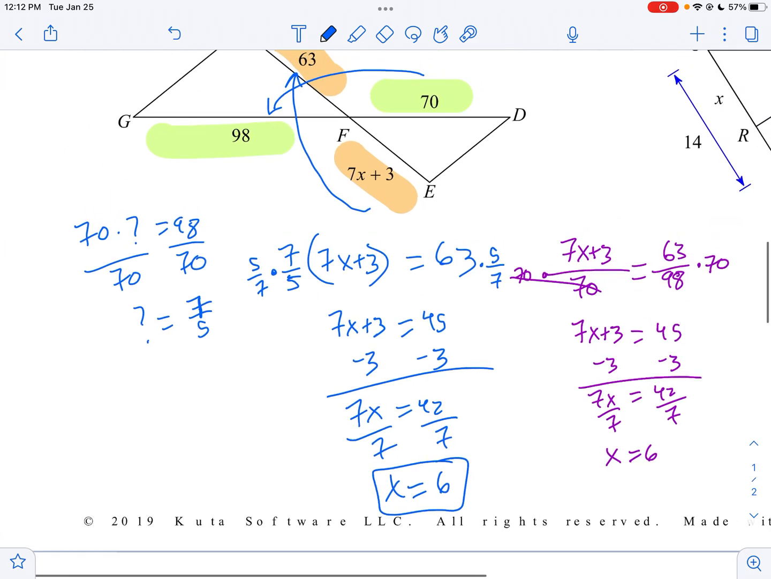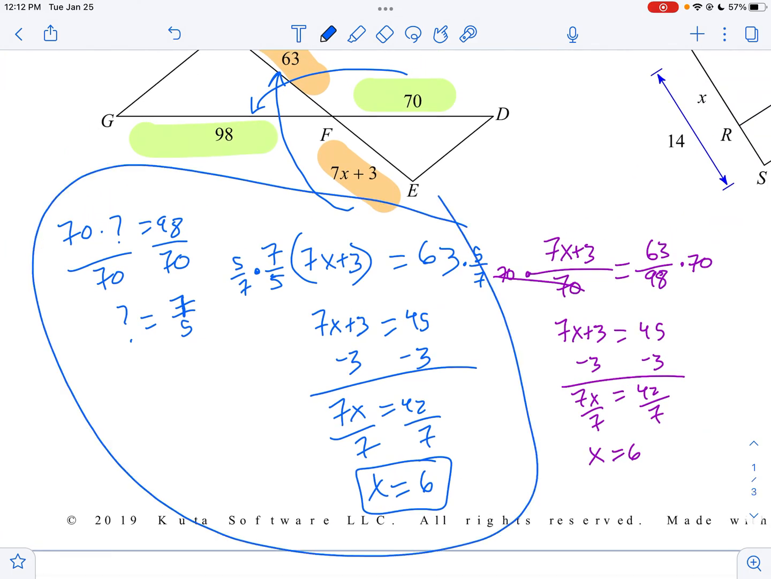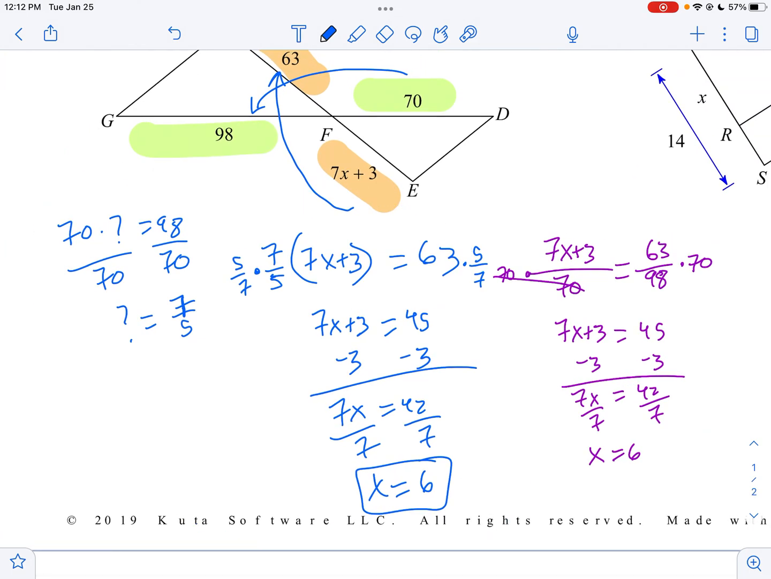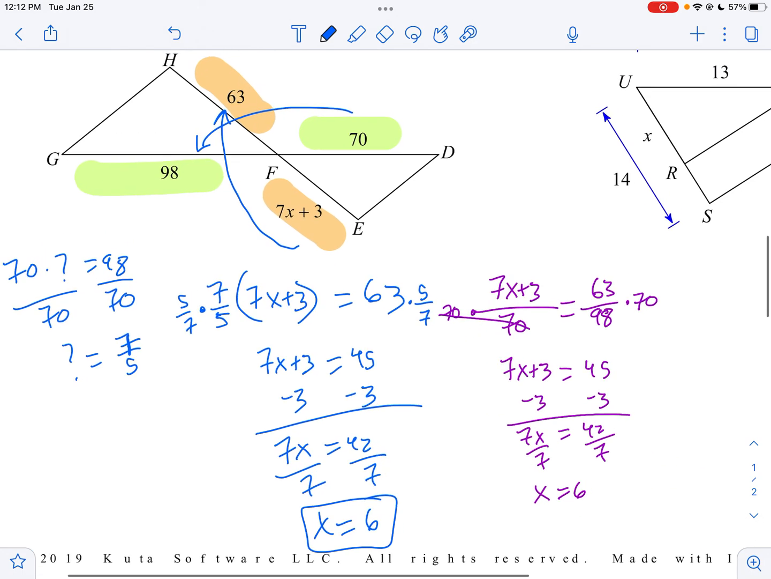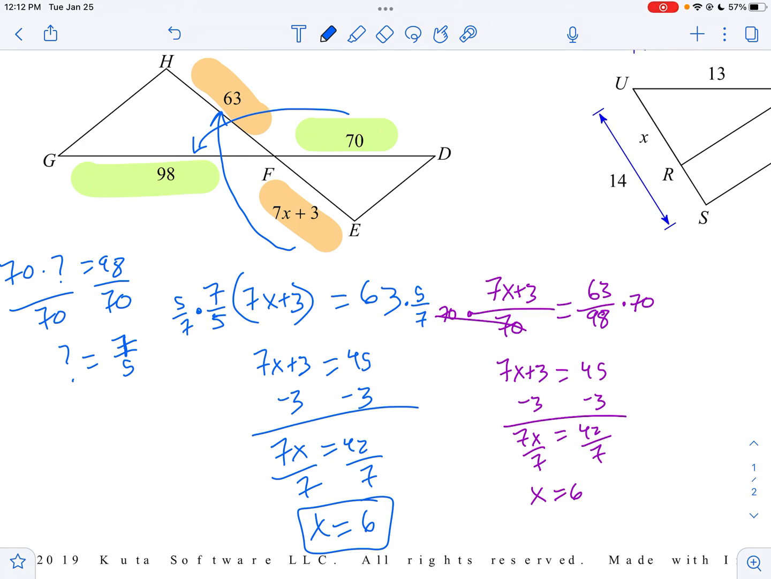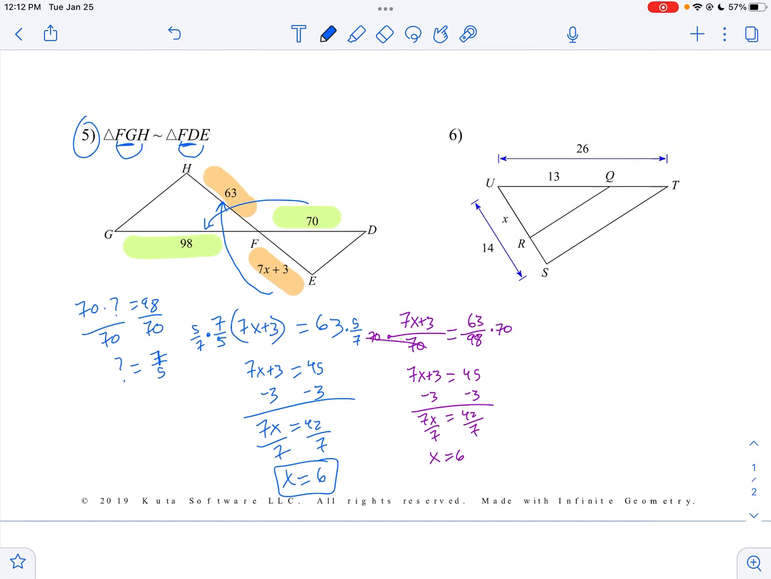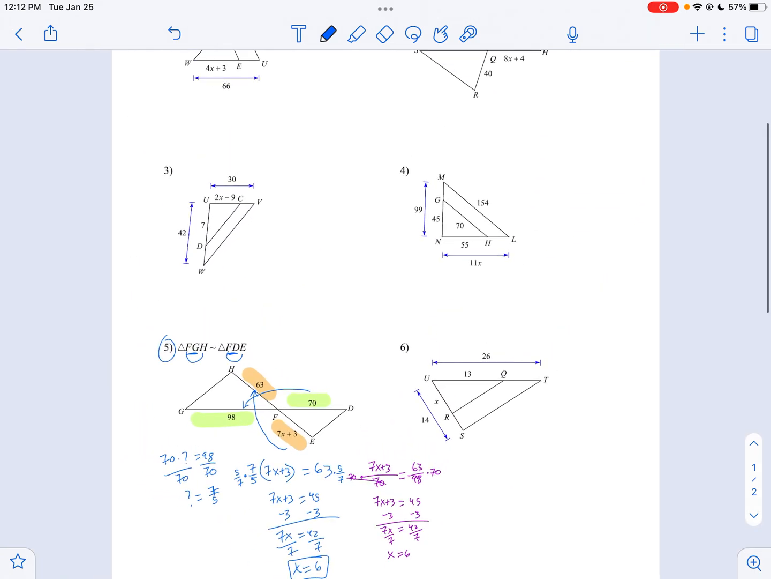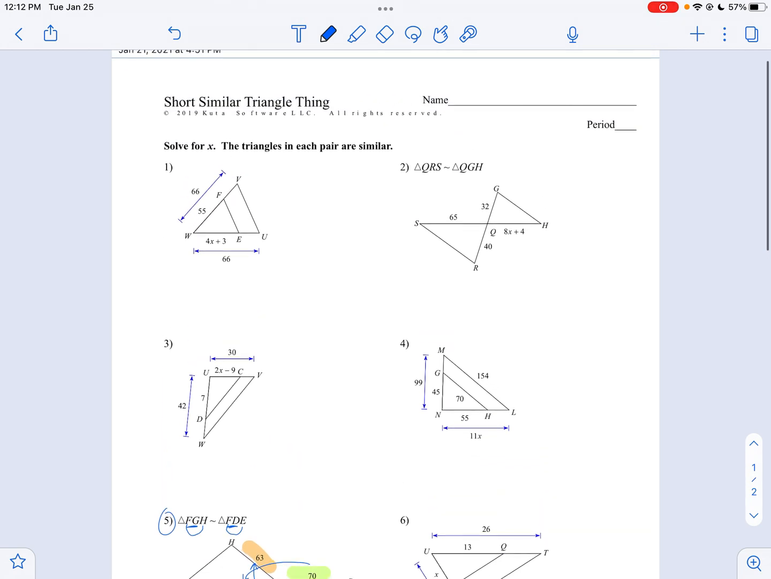I wanted to show you both. Maybe you like this method, maybe that makes sense to you, figuring out the scale factor, or maybe setting up equivalent ratios makes sense to you, or you like that, it looks a little bit shorter for you, then you can go with that. But yeah, go ahead and solve the rest of these similar triangle problems, trying to solve for x, and you can use either method. Good luck.